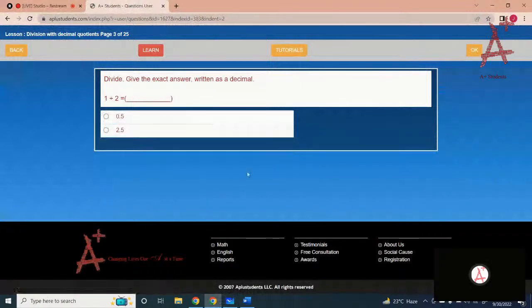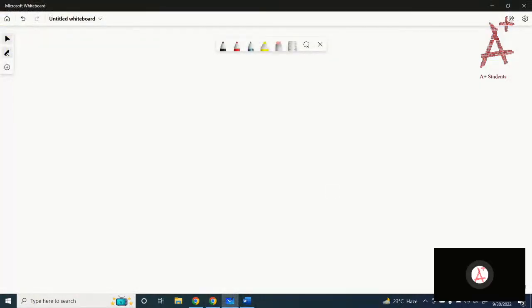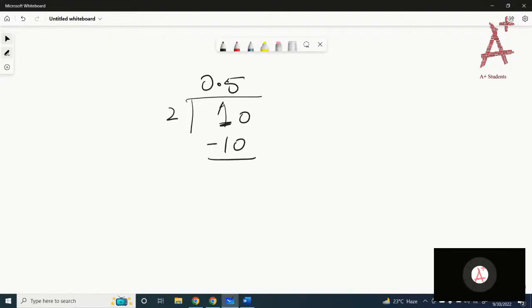Okay, the next one is 1 divided by 2. You have to divide 1 by 2. We cannot divide 1 by 2 because 1 is the smaller number. So you have to put a decimal point over here and add a 0 over here. So you have to count a table of 2 until you get to 10. So 2 times 5 is 10 and 10 subtract 10 is 0. Got it? Okay, so the answer is 0.5.